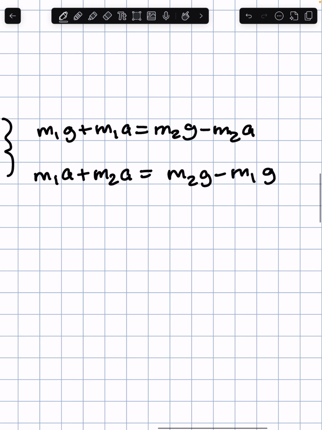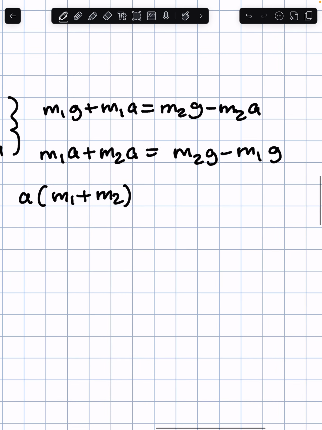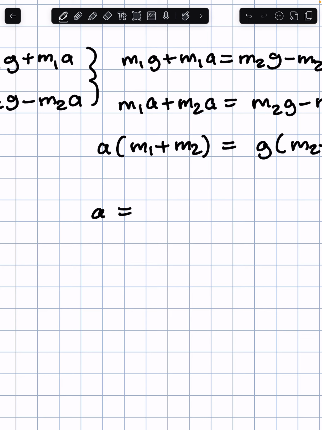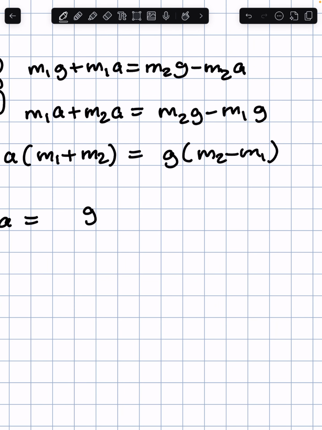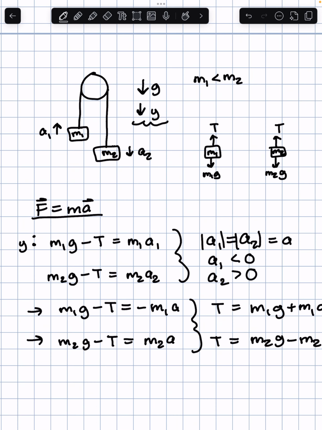And now we can factor out our A: M1 plus M2 equals, again, we can factor out our G, M2 minus M1. And we can get that the magnitude of our acceleration is going to be G times M2 minus M1 over M1 plus M2.